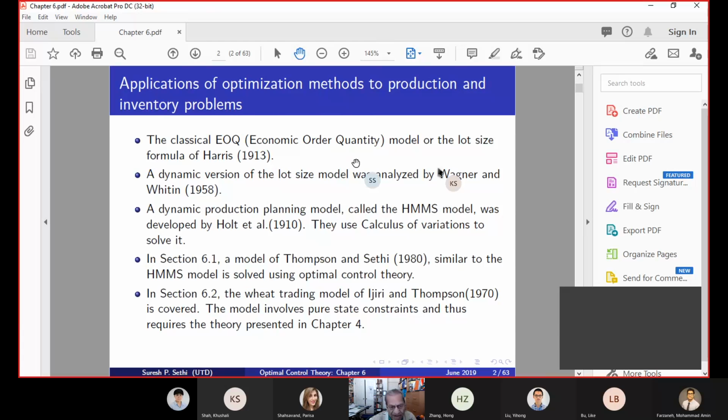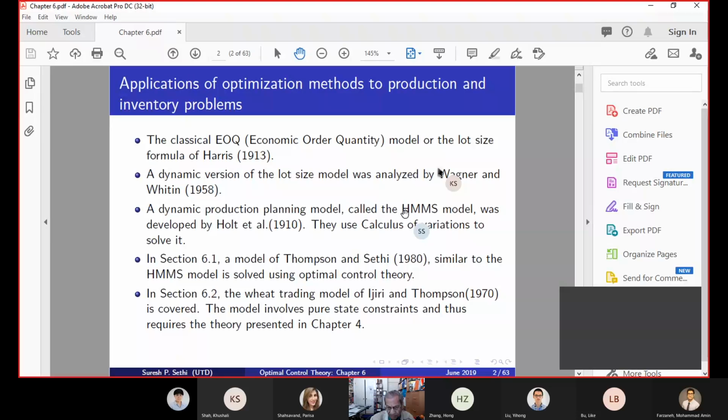I do want to mention that applications of optimal control to production have gone back quite a long period of time. But anyway, the application of optimization methods to production and inventory problems goes all the way back to the EOQ problem of Ford W. Harris, 1913. And we have a dynamic version of the lot-size model, which used dynamic programming, by Wagner-Whitin. As we know, calculus of variations was a precursor to optimal control theory.